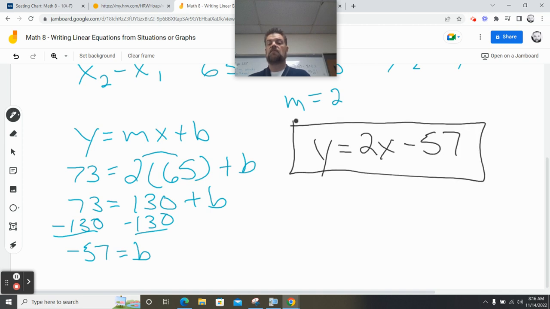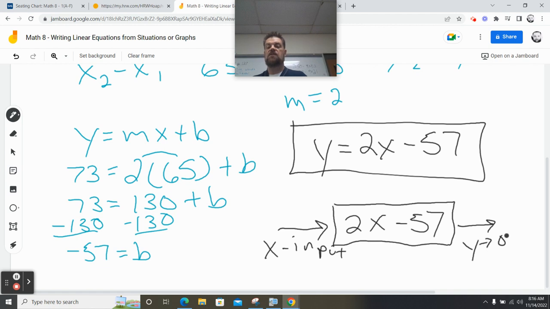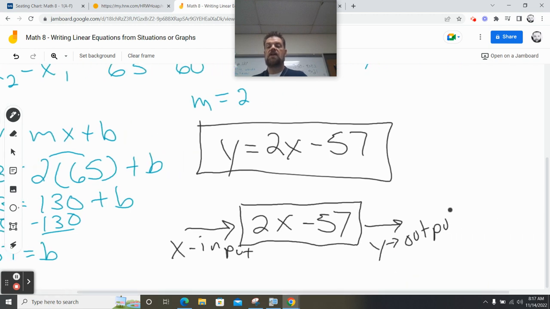What is x for? Well, we haven't really talked about this a whole lot, but this is a function, and the function is like a machine. So when I say 2x minus 57, that's the function. So I'm going to plug in an input, and x is our input. And then it's going to spit out a y value, and our y value is our output. So it's an equation. We plug in. In other words, we wrote this equation.